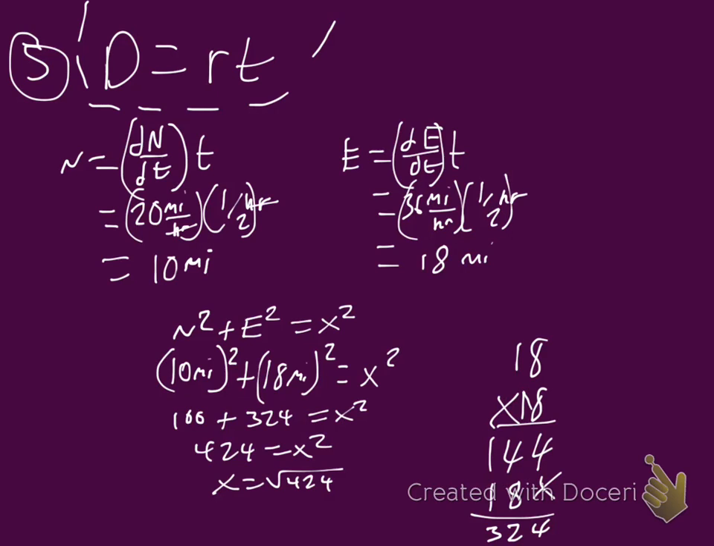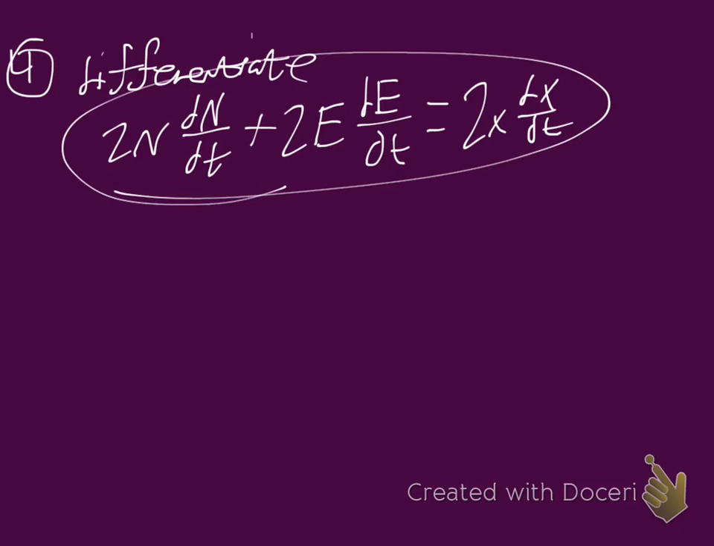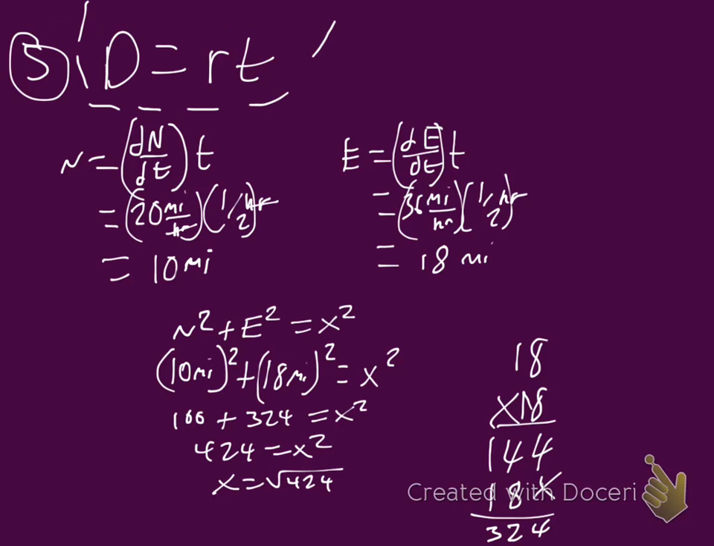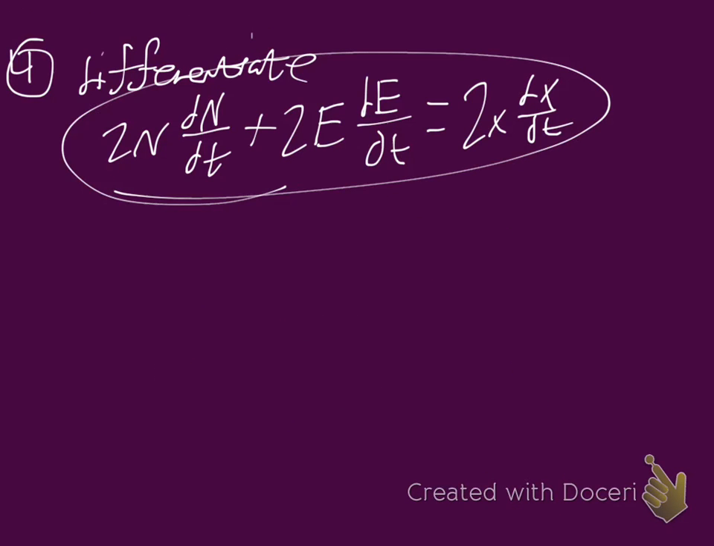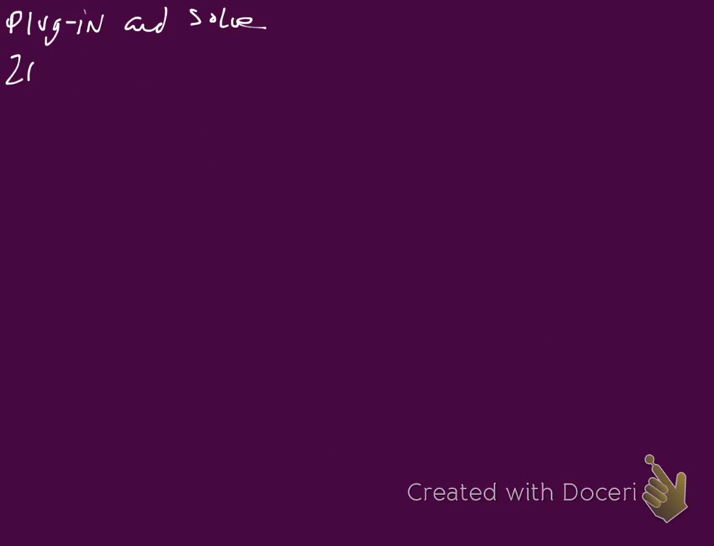So now we can go back to this equation and actually start plugging in stuff like we're supposed to do at the start of step 5, right? This is plug in and solve for the variable in question. And so 2n dn/dt. Now I'm just going to write this down again, right? Plus 2e, right? This is what the formula was, if I remember correctly.